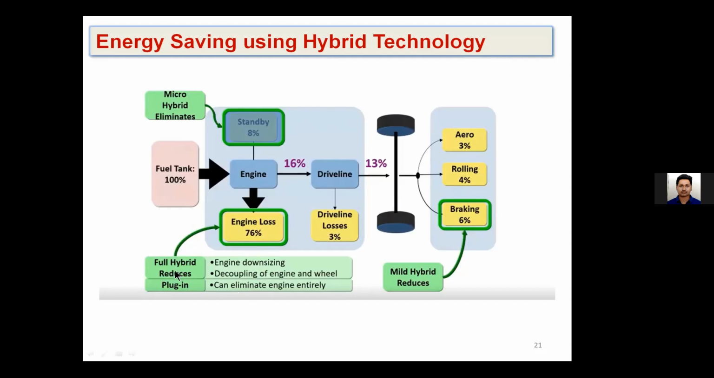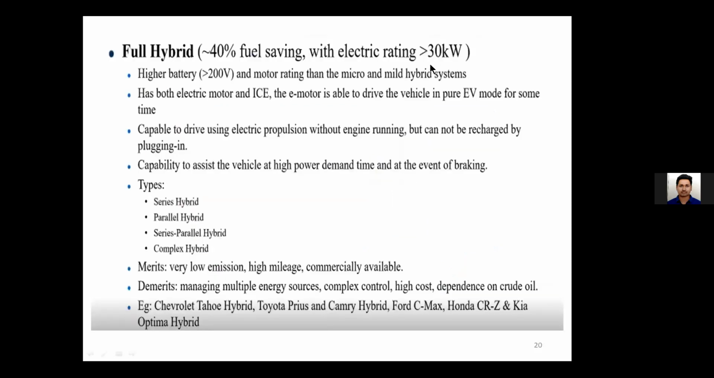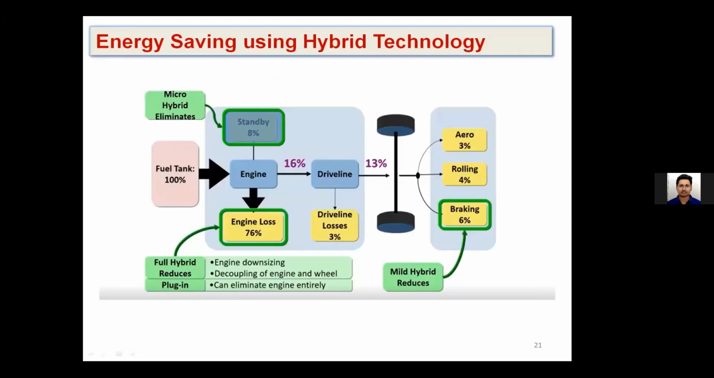And one more thing, in full hybrid, you can see the power rating is considerably high. Around 40% of the requirement is taken care of by the battery, so easily you can downsize. That's what we call engine downsizing, which is possible. That is one more advantage we get here. So overall energy saving can be achieved by using hybrid technology.